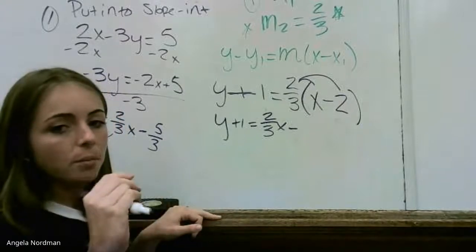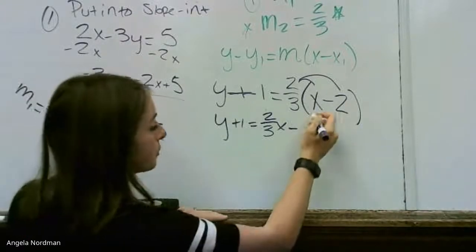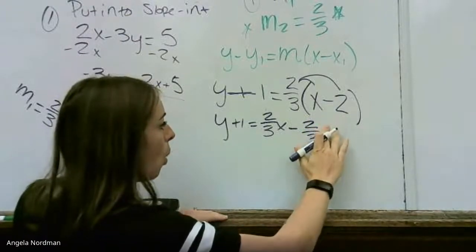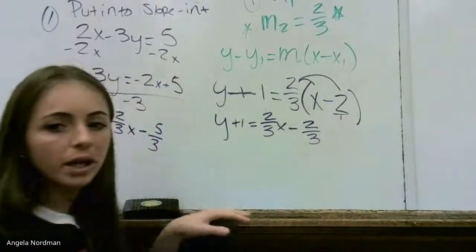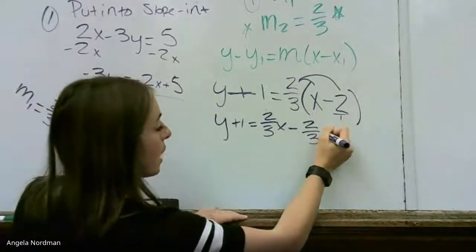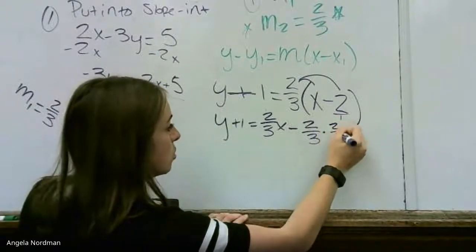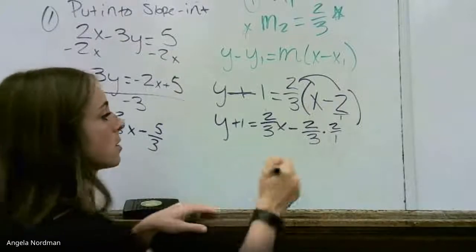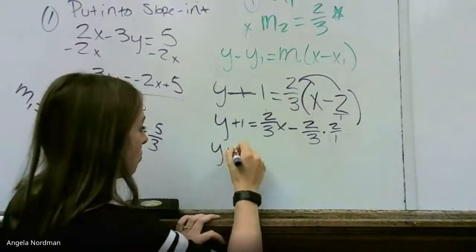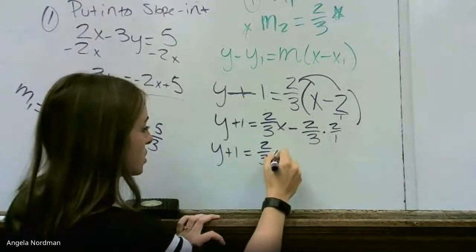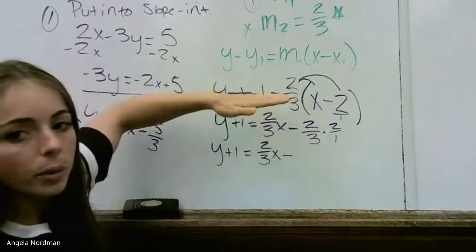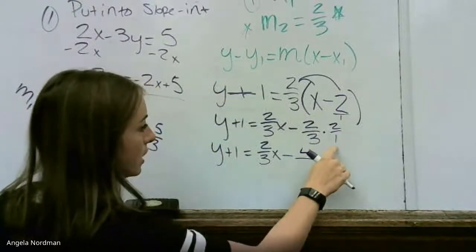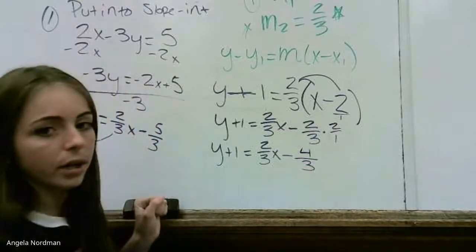Now we're dealing with multiplying a fraction by a whole number. If we write this out, it's 2/3 times 2. Or when you think about any whole number, it's like writing it over 1. So we're kind of multiplying this by 2/1. When we multiply fractions, we multiply straight across. So if we rewrite this again, y plus 1 equals 2/3 x minus, when we multiply straight across, it's 2 times 2, which is 4, 3 times 1, which is 3.